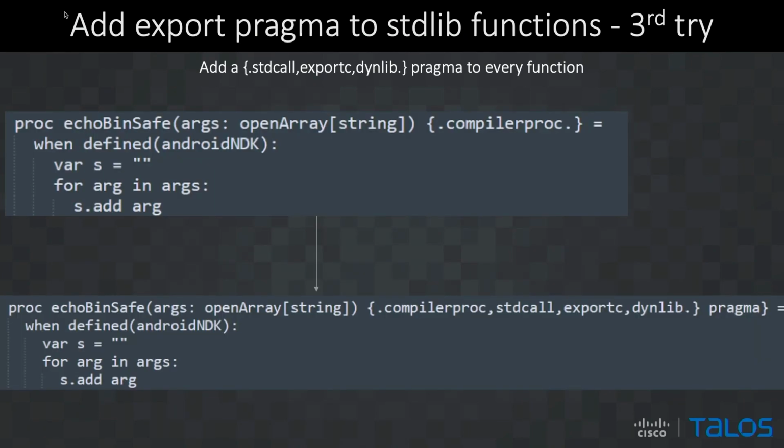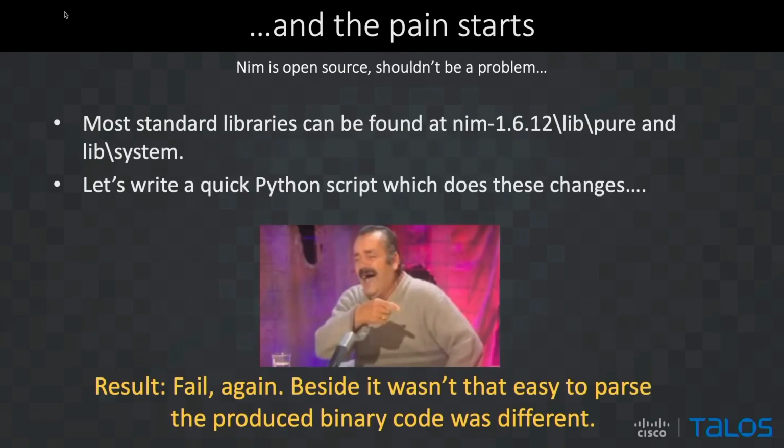So that attempt failed too, so I had to look around for something else. And the third try, my third attempt, was that I found out that I can use certain pragmas to force the function to get written into the export section of the binary. And so the idea was to add these pragmas into all the functions inside of the standard library files and then compile it, and then I have them all in the export table. Unfortunately, again, that doesn't work.